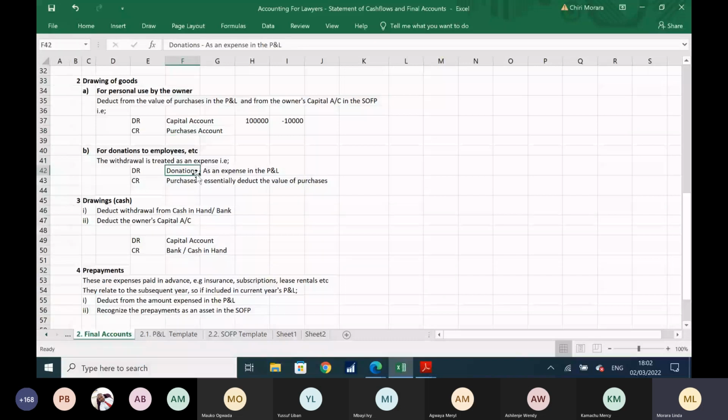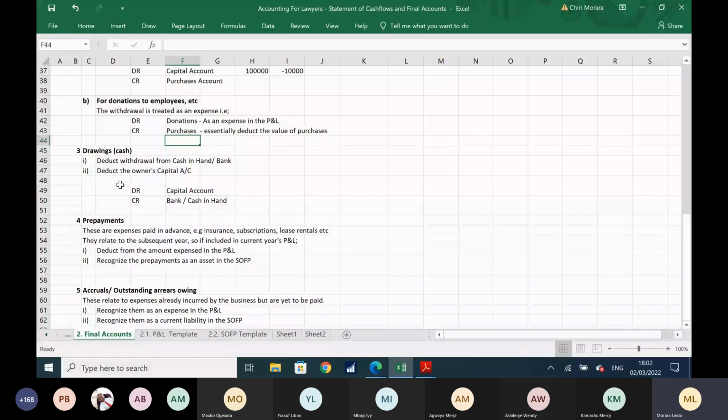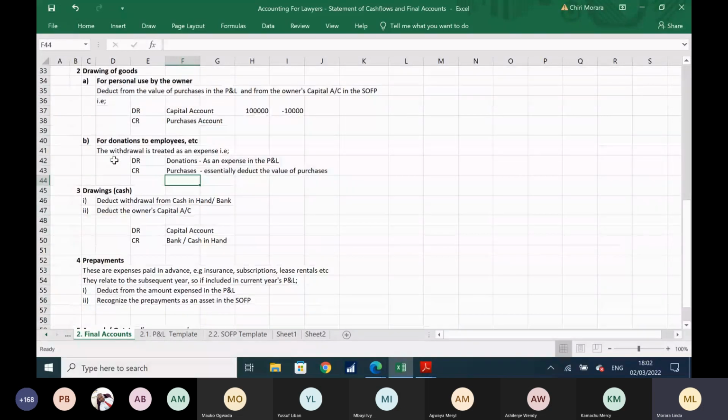But then you could also draw money. If you draw money, it means that money is leaving your cash or your bank. So definitely, to reduce your cash at bank, because that's an asset, you have to credit. And of course, you'll have to debit the capital account, which I already explained, as I am now reducing the contribution I have made to the company. That is why I am debiting it.